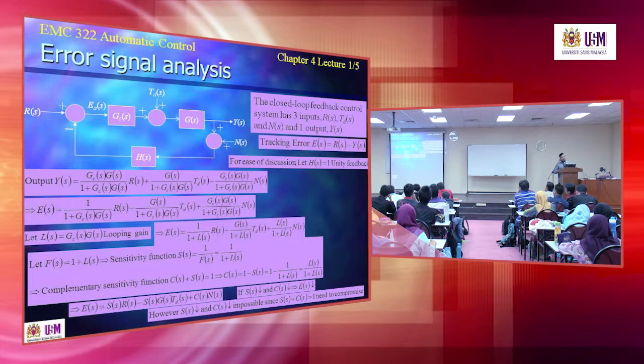Jadi kita ada GC, G di atas. Kan? Kita ada GC, kita ada G multiply by GC multiply by H. Cuma H sama dengan 1. Jadi kita dapat macam ni. This equation. Okay. Untuk equation ini, sama juga. Kita kena buat TD sama dengan 0, RS sama dengan 0.